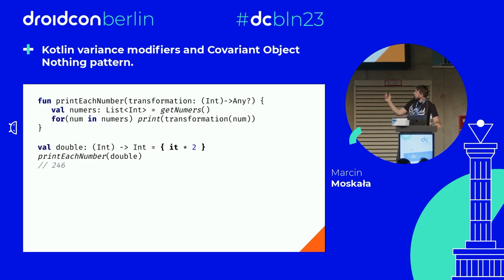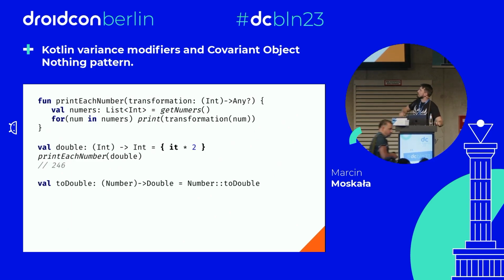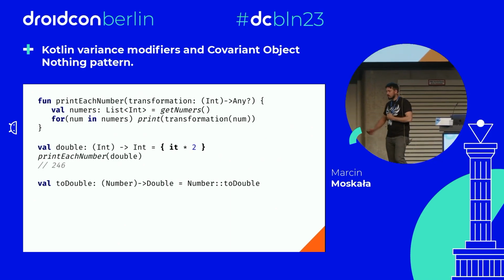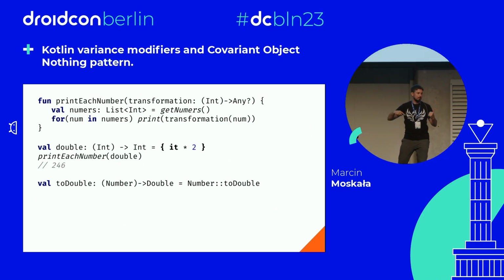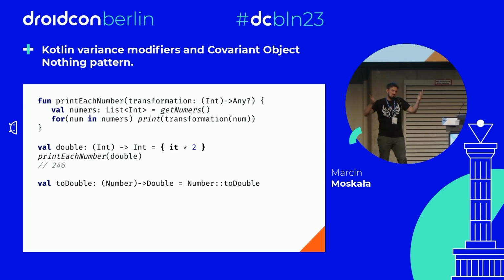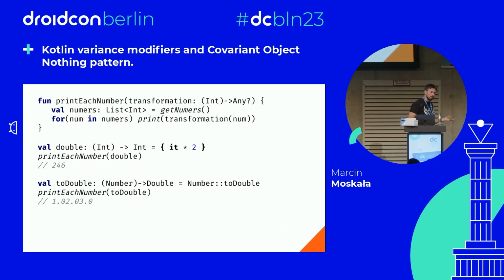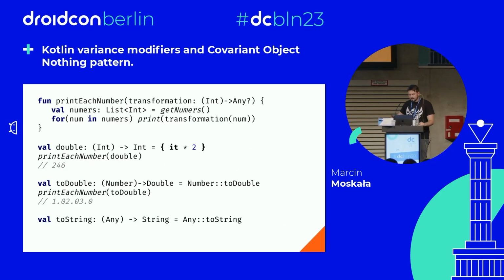Another example, a function from Number to Double. Do you think it will work or not? Intuitively speaking, it is also kind of fine, because we will feed this function with an integer. It expects a Number. Integer is a Number. It produces Double. We expect Any. That's fine. It will work fine. And another example, from Any to String, intuitively speaking.